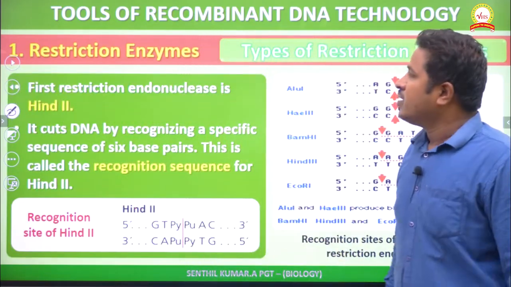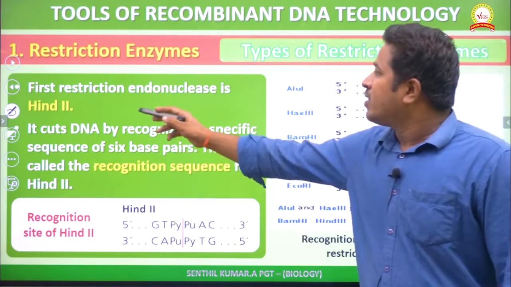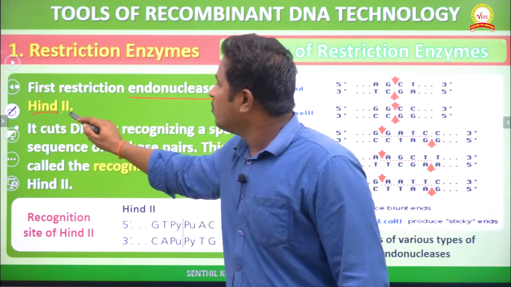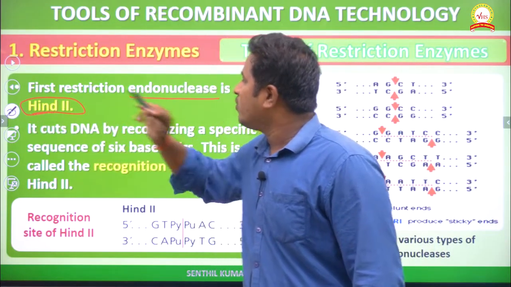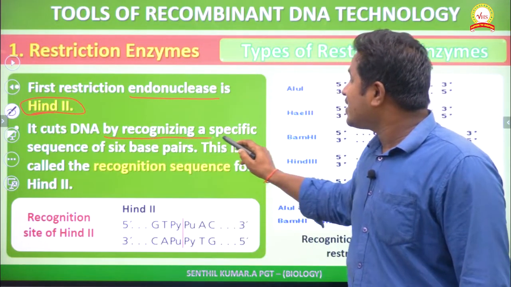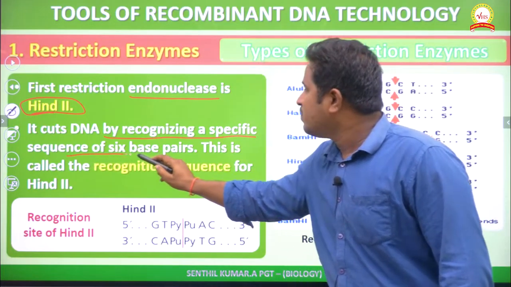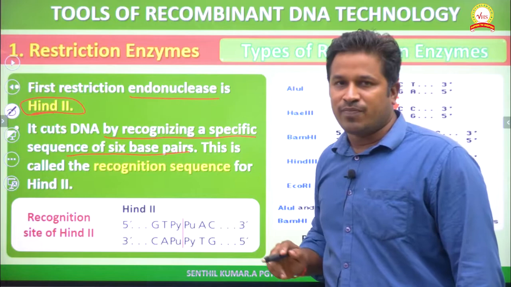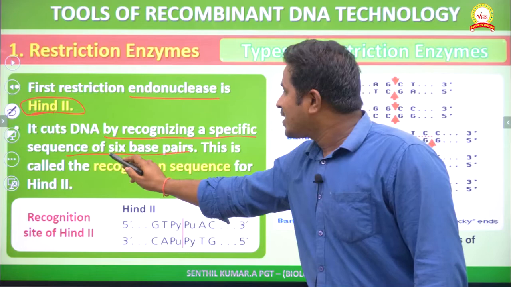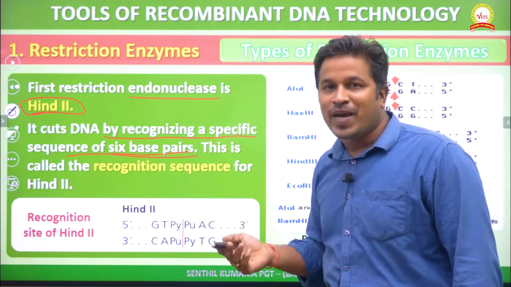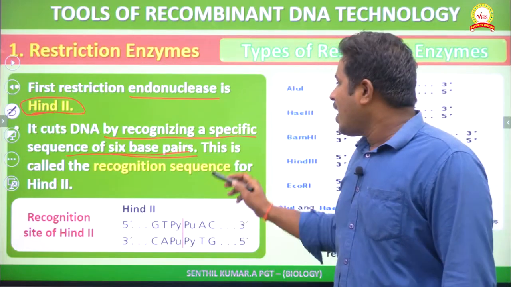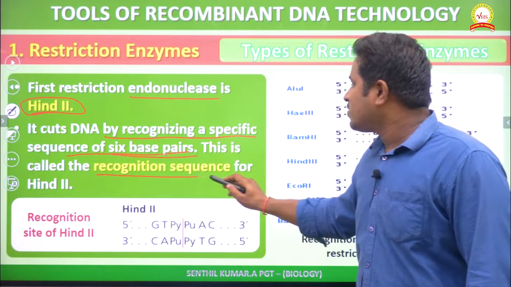Now, the continuation. The very first endonuclease is HindII. This is the very first restriction endonuclease, and it cuts the DNA by recognizing a specific sequence of 6 base pairs, which is its characteristic feature. It recognizes the 6 base pairs and cuts at that particular sequence of DNA. This is called the recognition sequence for Hind.